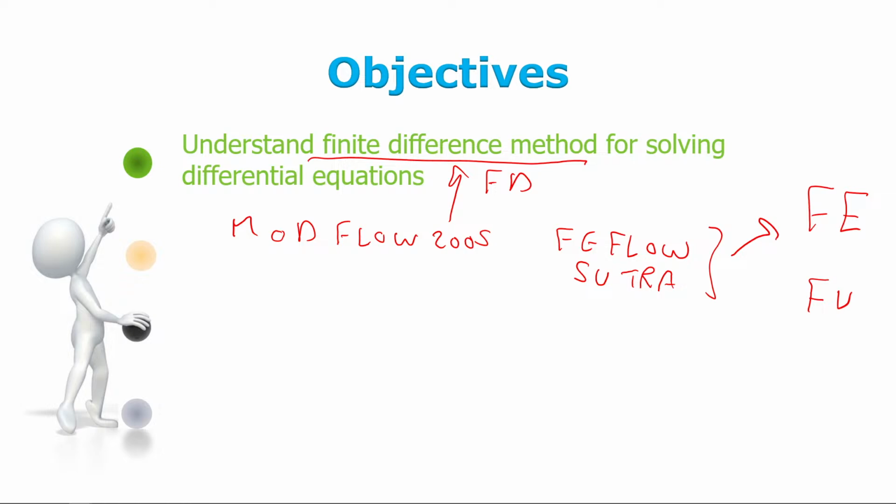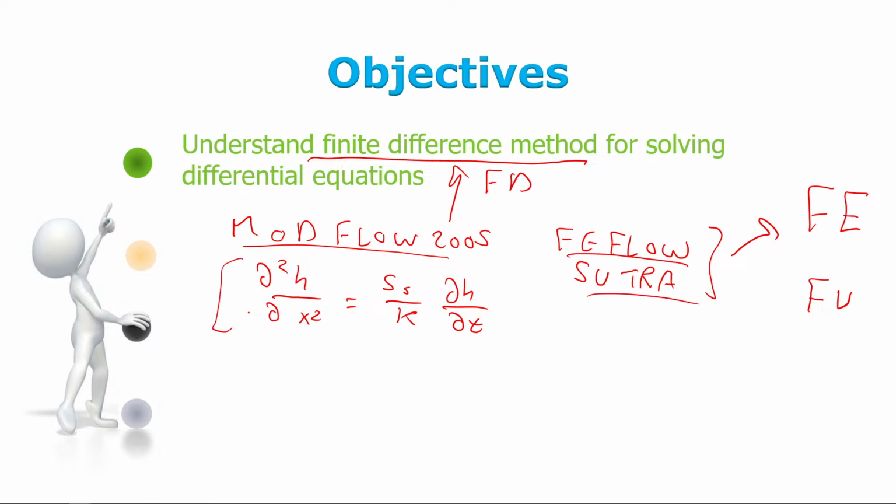So let me just give you an example. Say you have an equation, like the second derivative of h with respect to x squared is equal to some constant over k. So you have this equation, and MODFLOW or FEFLOW or SUTRA will solve this equation for you numerically.